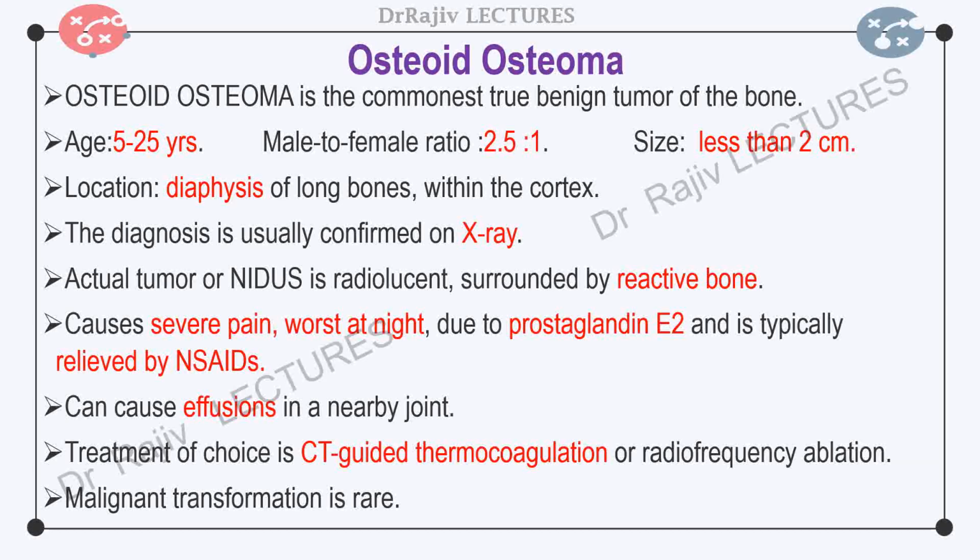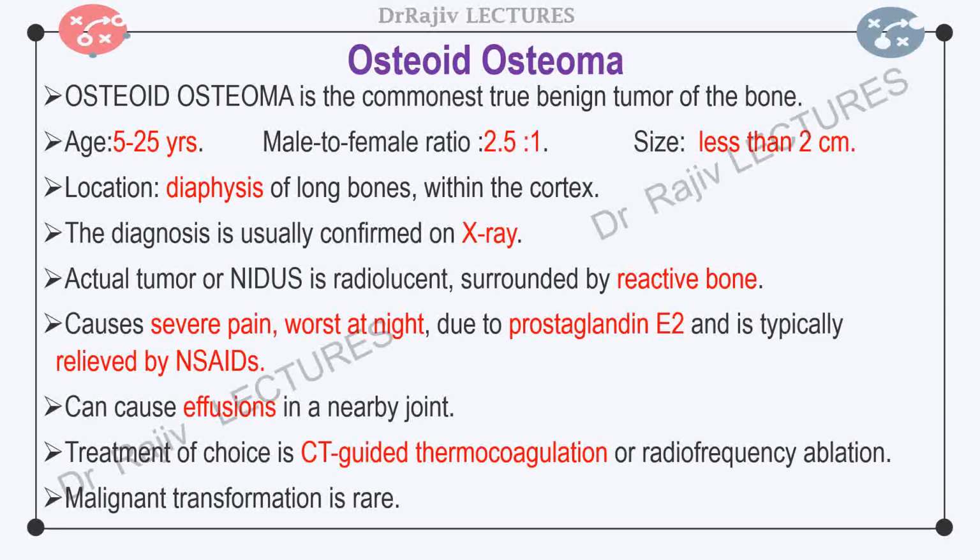The tumor is generally located in the diaphysis of the long bones within the cortex. Posterior elements of the vertebrae are also a common site. The diagnosis is usually confirmed on X-ray. There is a zone of sclerosis surrounding a radiolucent nidus, usually less than 2 cm in size.